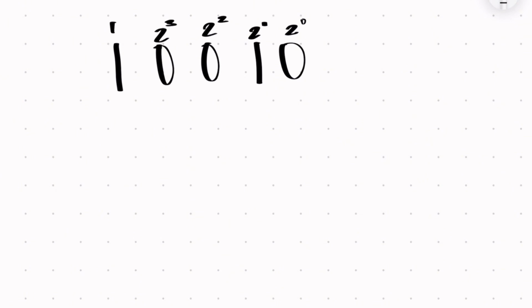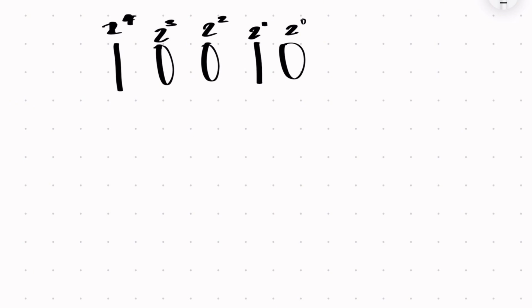So let's try another example, which is 10010. Let's start from the right side. This is going to be the 2 to the 0 power, and then 2 to the first power, and next is 2 to the second power, then next is 2 to the third power, then next is 2 to the fourth power.